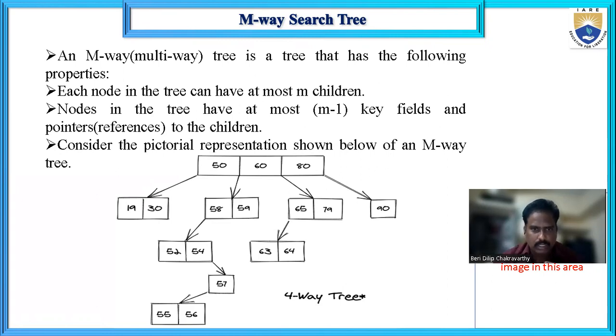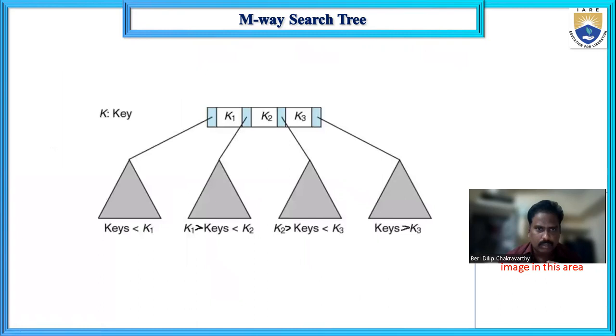There is a procedure involved. We'll see how we construct an M-way search tree. Observe here, these are the keys K1, K2, K3. This is the left subtree of K1, and this one is the right subtree of K1, in between K1 and K2. This tree is in between K2 and K3, and this one is the right subtree for K3.